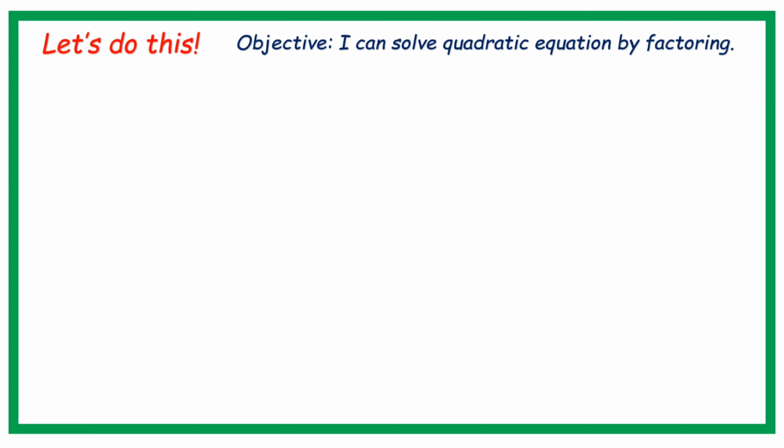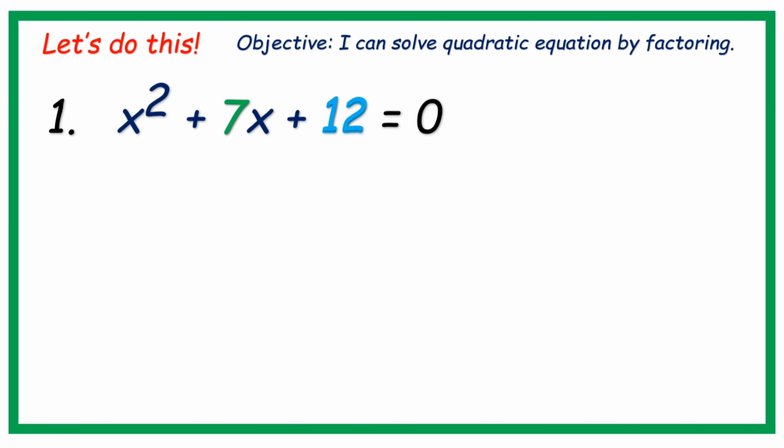Let's do this. Let's have an example. X squared plus 7x plus 12 equals 0. What are we going to do? How are we going to answer this?